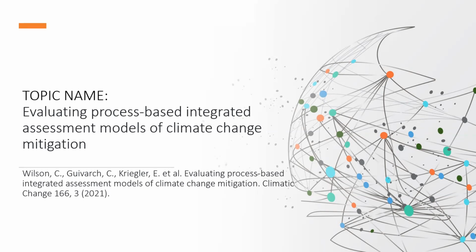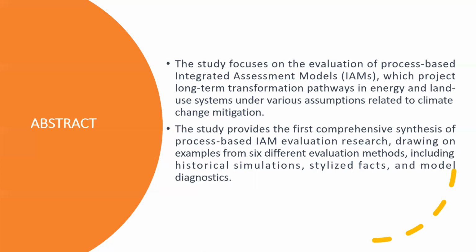So coming to the main abstract, the main motto for writing this paper is that the paper focuses on the evaluation of process-based integrated assessment models, shortly abbreviated as IAMs, which project long-term transformation pathways in energy and land use systems under various assumptions related to climate change mitigation. The study provides the first comprehensive synthesis of process-based IAM evaluation research, drawing on examples from 6 different evaluation methods, including historical simulations, stylized facts, and model diagnostics.